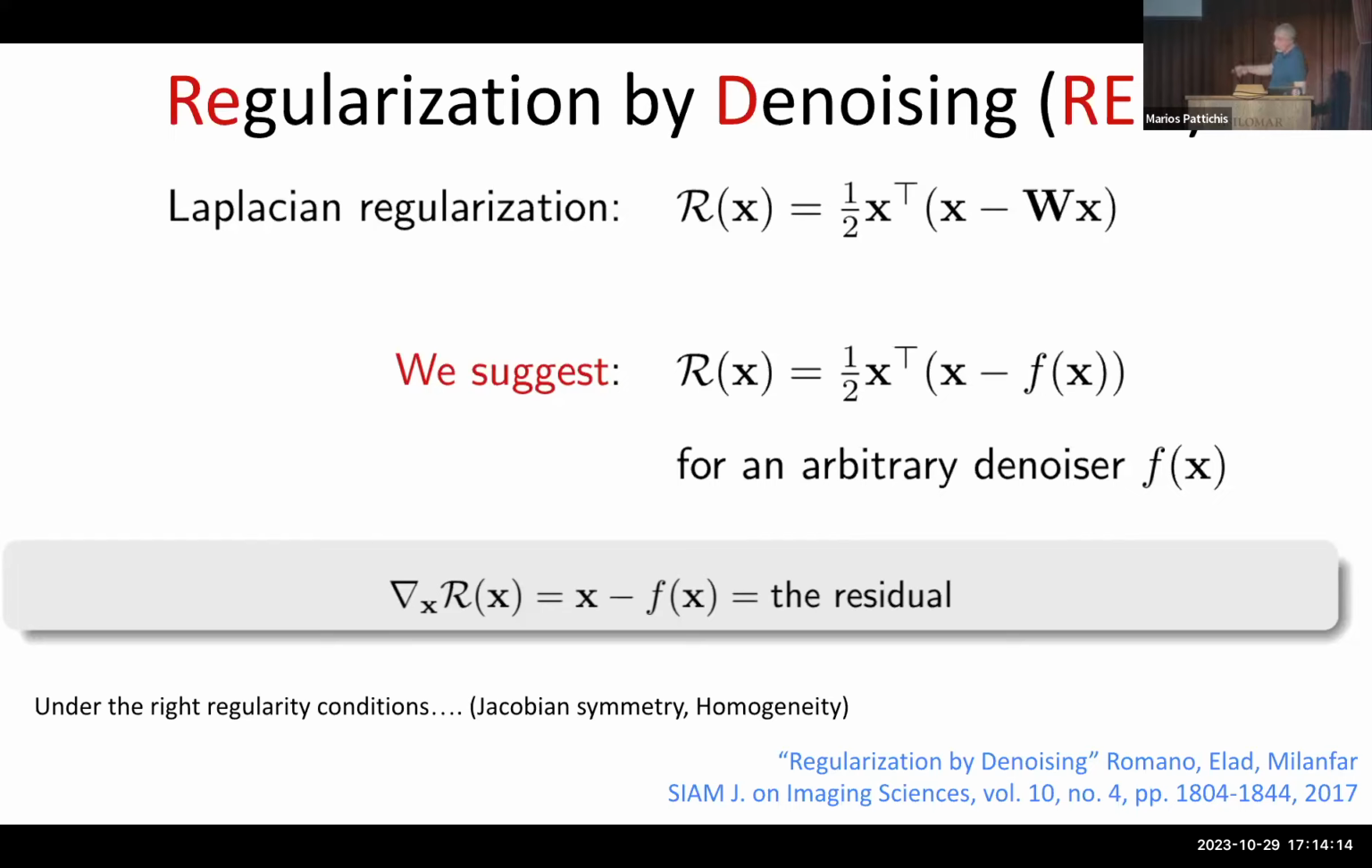Well, you still have to compute the gradient of that R, right? And it's not easy to compute unless F satisfies particular properties. It turns out that on the right regularity conditions, if the Jacobian of F is symmetric and you have a certain homogeneity property, so remember, I mentioned the Jacobian being symmetric earlier, so that comes back and it's relevant again here. If those conditions are satisfied, then the gradient of that R is magically just the residual.